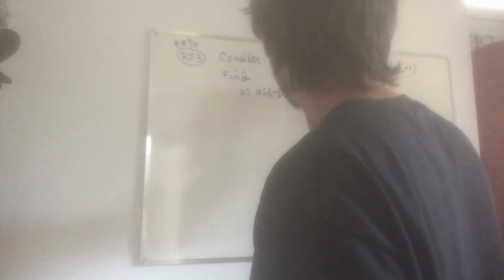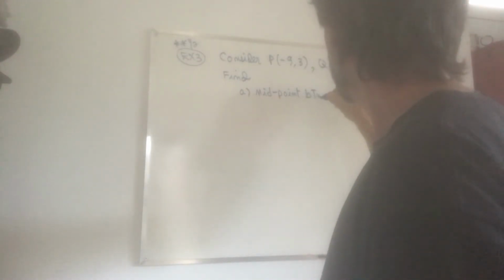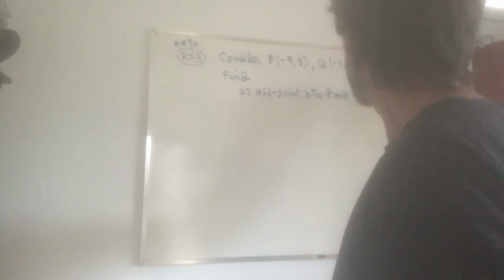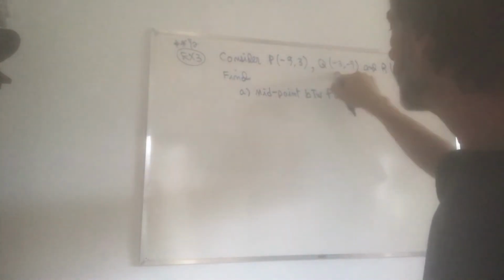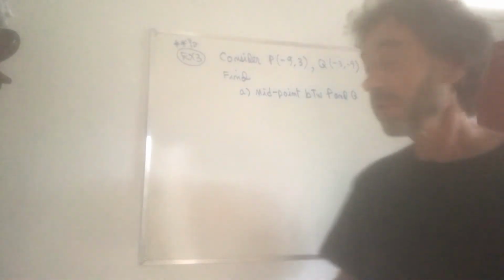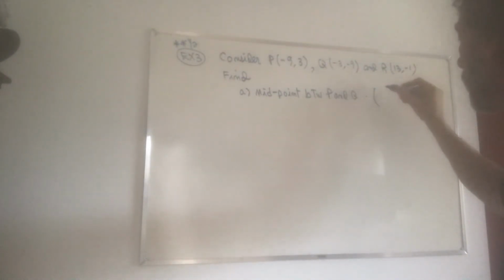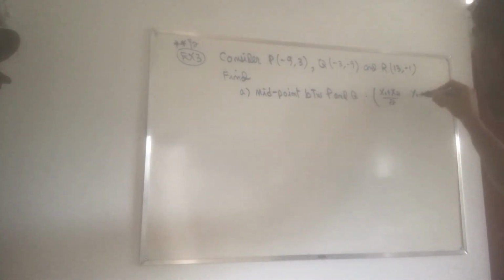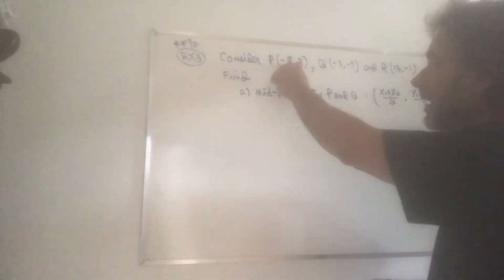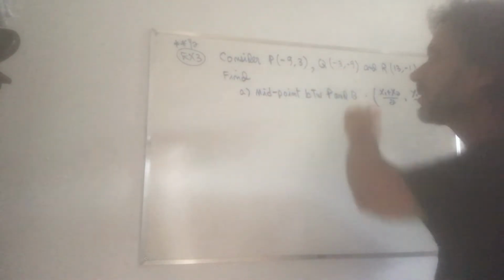I want to find A, the midpoint between P and Q. So midpoint between P and Q, that's P, that's Q. What's going to be the formula for the midpoint of P and Q? Remember, that formula is the sum of the x's divided by 2 and the sum of the y's divided by 2. So we apply this here.